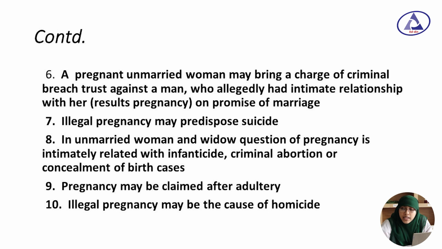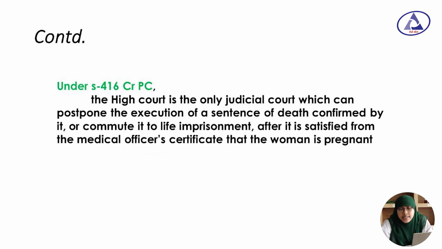Also, pregnancy may be claimed after adultery. So, under section 416 of the Criminal Penal Code, the High Court is the only judicial court which can postpone the execution of a death sentence confirmed by it, or even commute it to life imprisonment, after it is satisfied from the medical practitioner's certificate that the woman is pregnant.